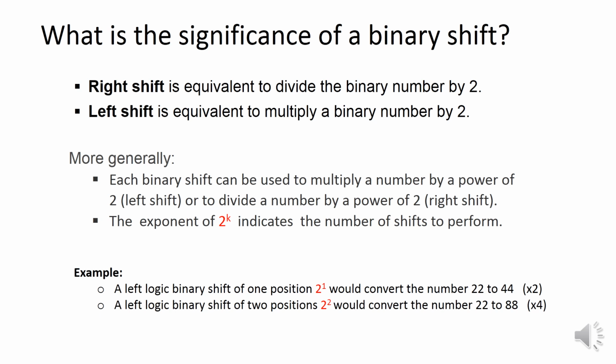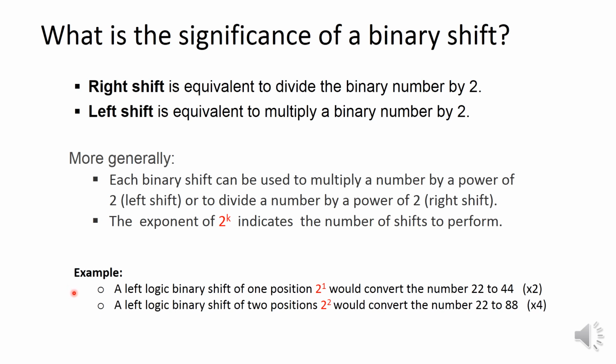What is the significance of a binary shift? A right shift is equivalent to dividing the binary number by 2, and a left shift is equivalent to multiplying a binary number by 2. More generally, each binary shift can be used to multiply a number by a power of 2 or to divide a number by a power of 2. The exponent k of 2 to the power k indicates the number of shifts to perform.